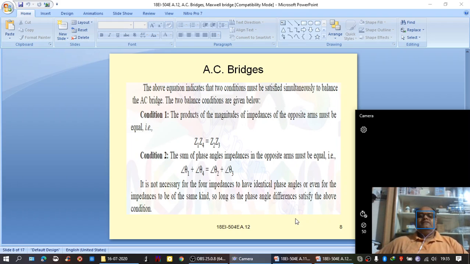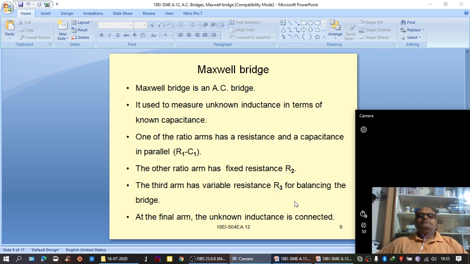It is not necessary for the four impedances to have identical phase angles, or even for the impedances to be of the same kind, as long as the phase angle differences satisfy the above condition. So that is about the general introduction of an AC bridge.